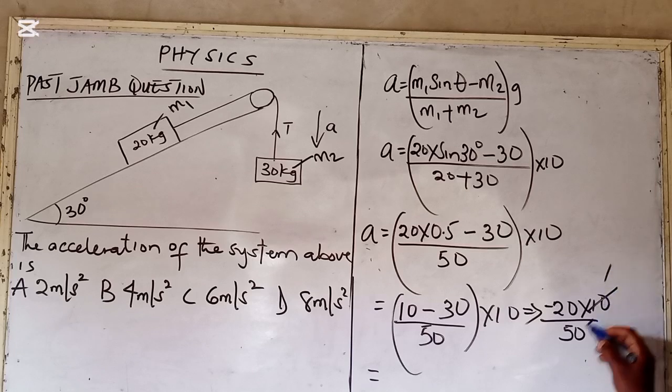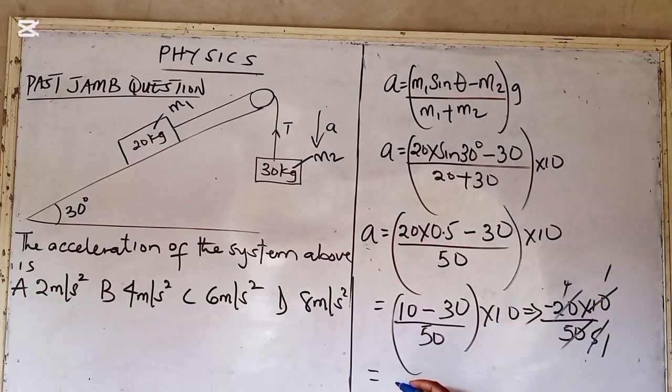So 10 in 10 is 1, 10 in 50 is 5. 5 in 20 is 4. So we get minus 4 meters per second squared.